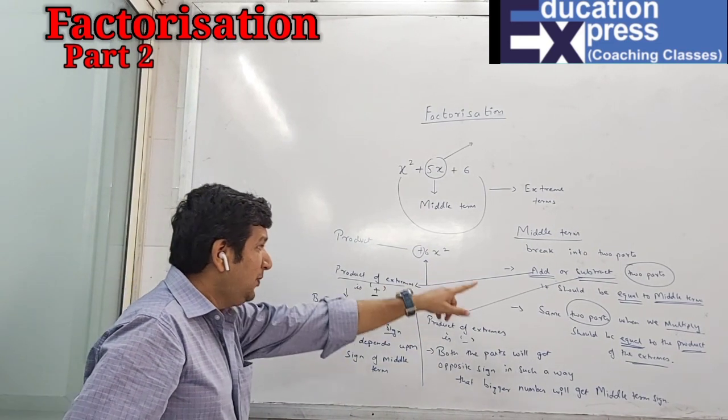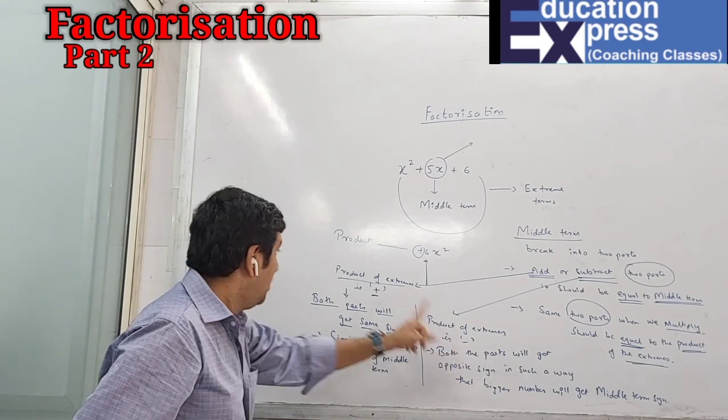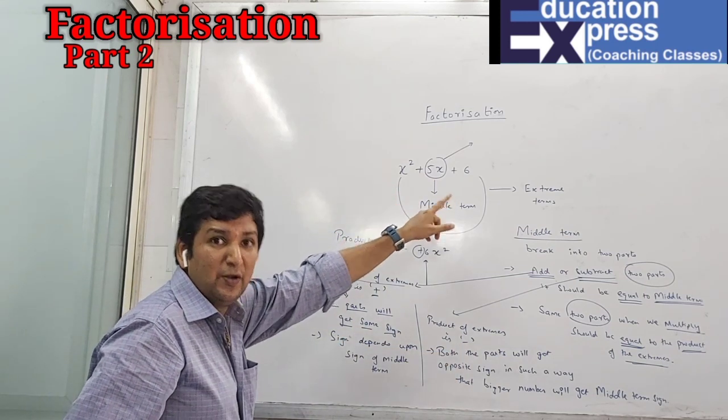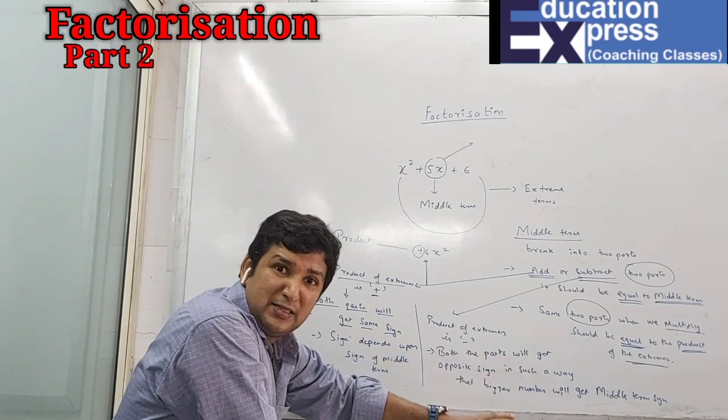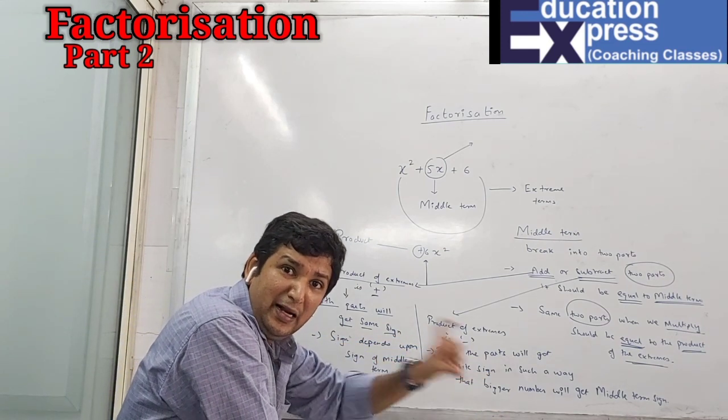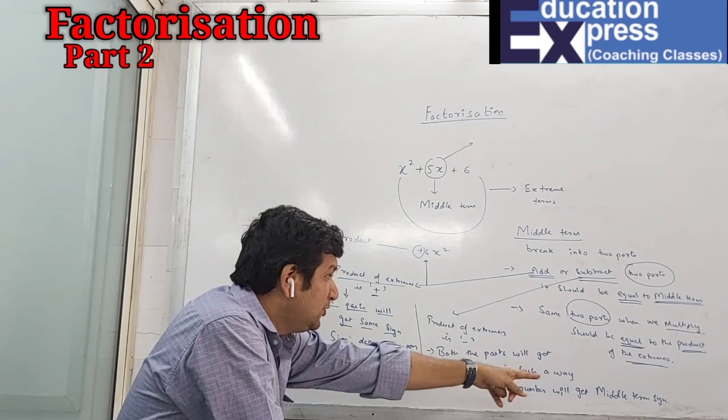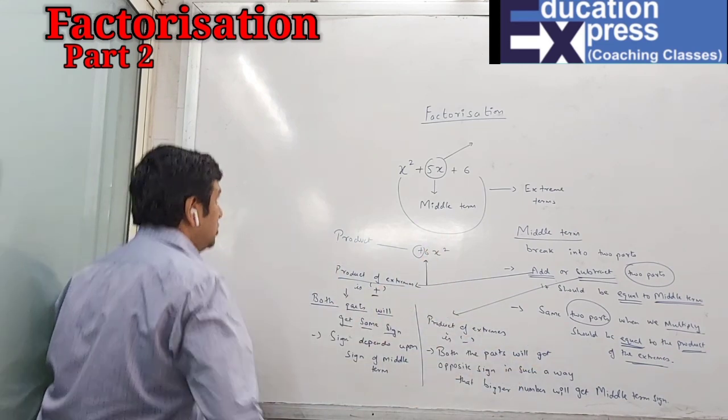But if the product of the extremes is negative, here the product is positive, it can be negative also. So if it is negative, then both the parts will get what? Opposite signs, that is plus and minus, and the bigger number will always get which sign? The middle term sign. Example, I'll show it to you.